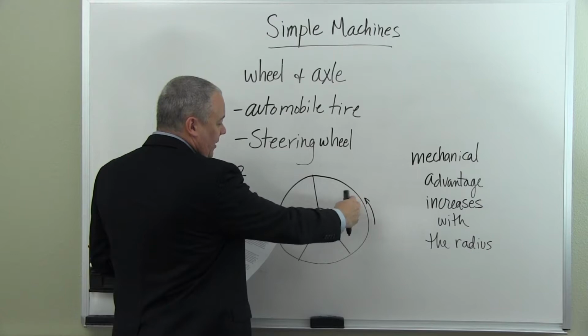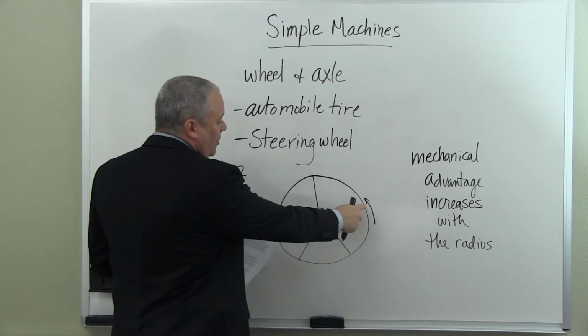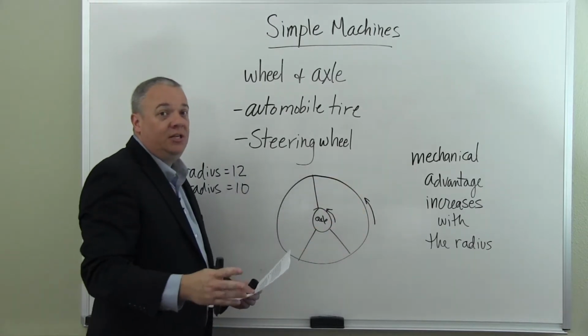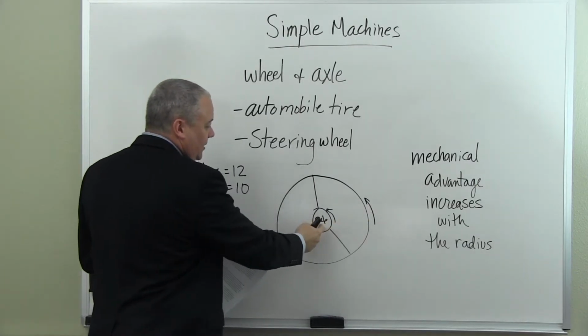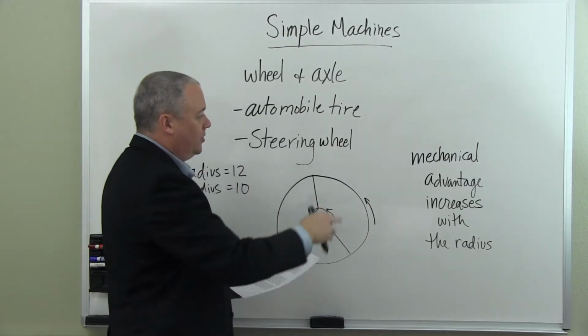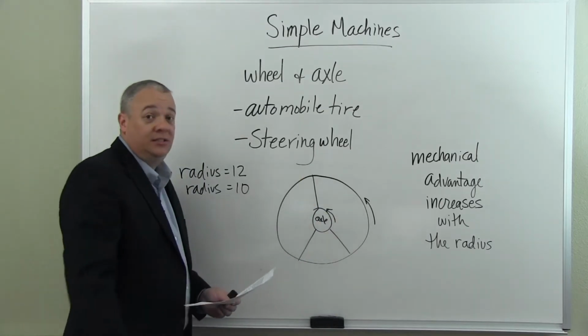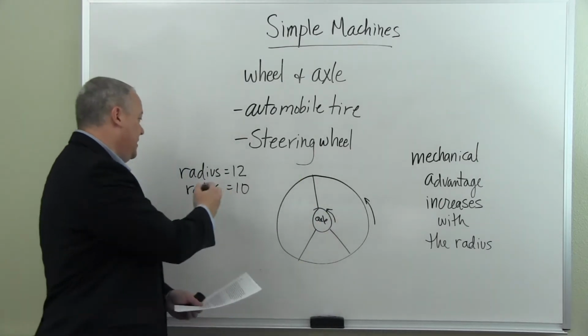But you move the wheel out, attach the axle, and you apply force out here, and it becomes much easier to turn here. So force here translates here to greater force. So the mechanical advantage increases with the radius. So I've got an example up here.